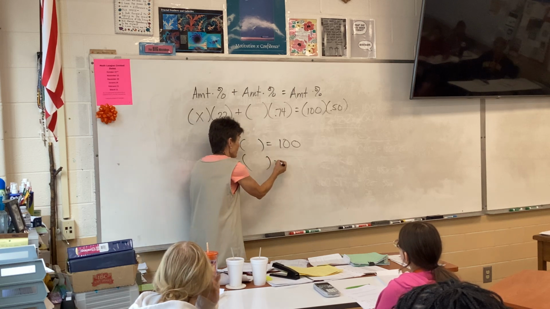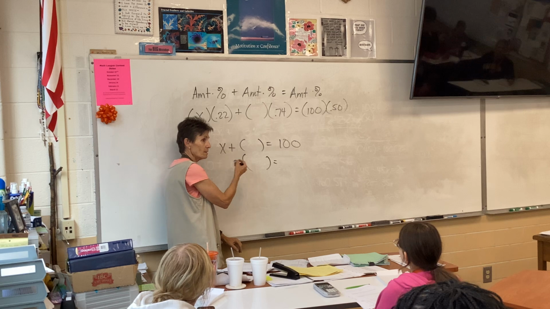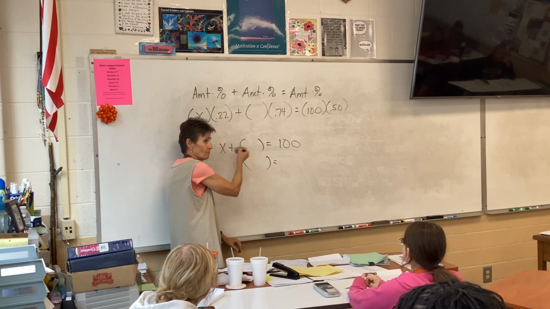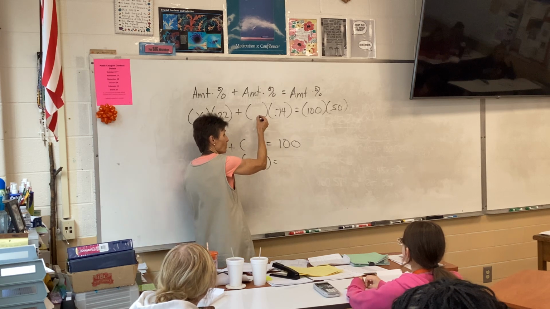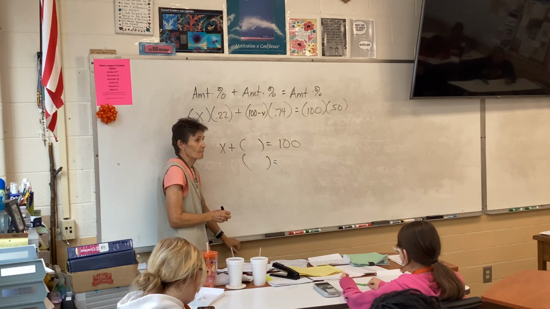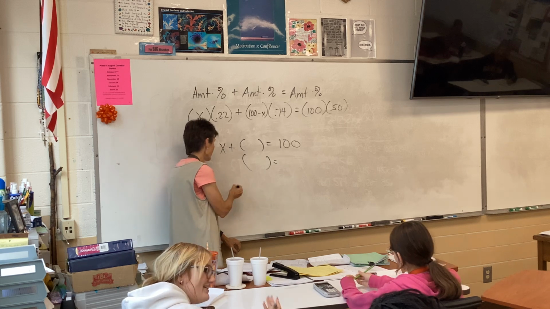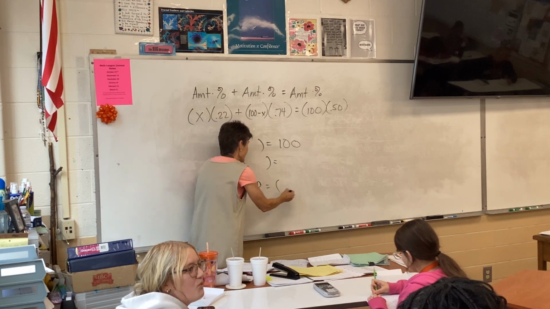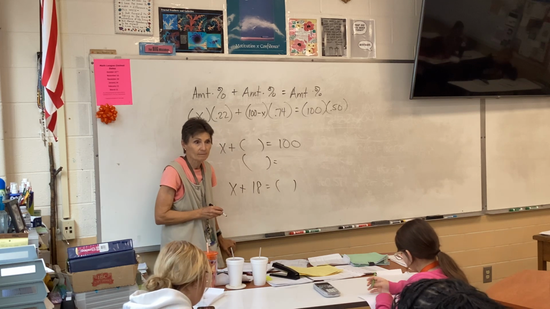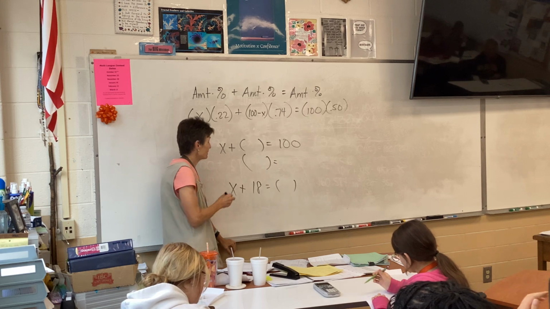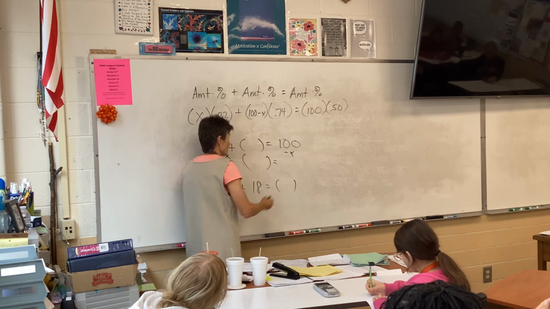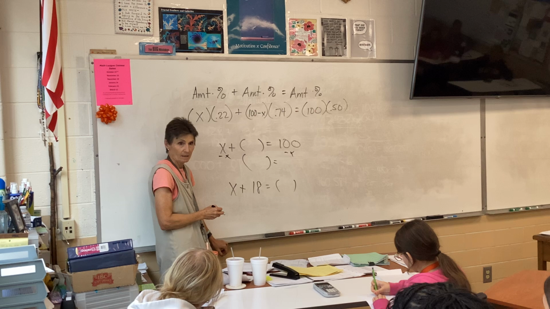So what's that parentheses gonna be? Solve this. What's it gonna be? Get this by itself. What are you gonna do? Subtract. So what goes in this parentheses? 100 minus X. Bingo. In our first example, it was X plus 18 equal to parentheses. So the parentheses equaled X plus 18. But this time, X plus the parentheses is 100. So the parentheses has to be 100 minus X.